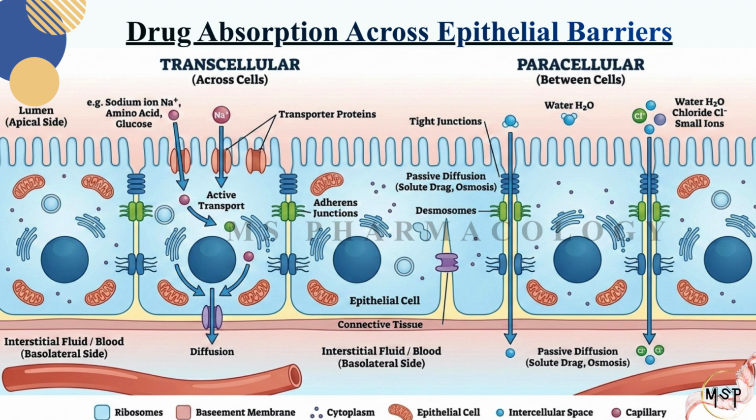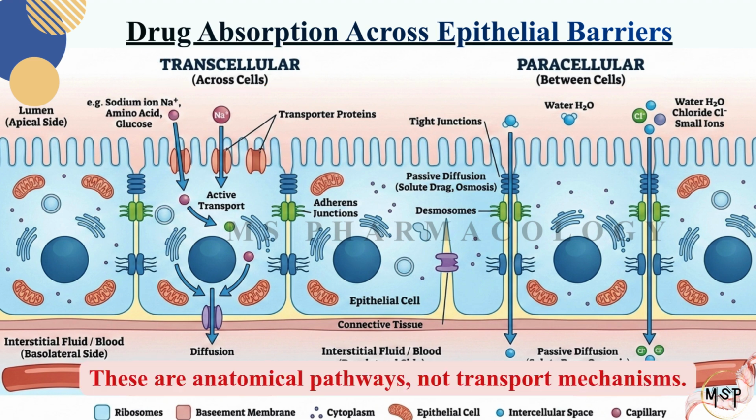Now let's move from structure to function. When a drug crosses an epithelial barrier, such as the intestinal lining, it can take two anatomical pathways: one, paracellular route, between cells, and two, transcellular route, through cells. These are anatomical routes, not transport mechanisms like active transport or diffusion.